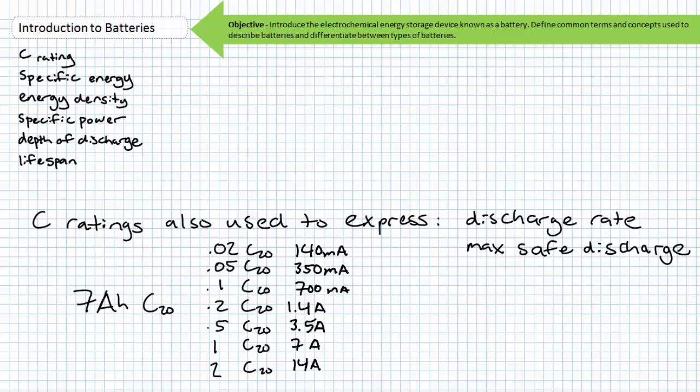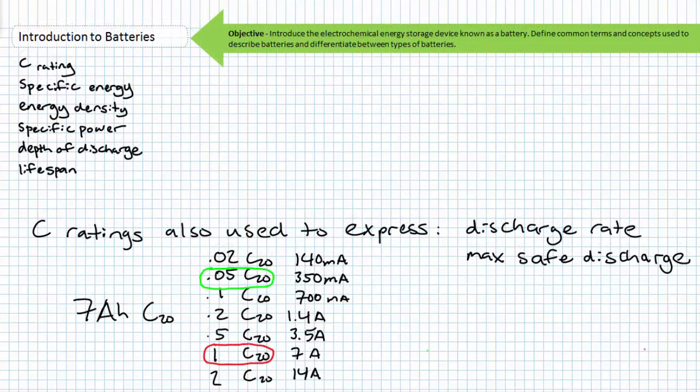0.02 C20 would be 140 milliamperes. 0.05 C20 would be 350 milliamperes. 0.1 C20 would be 700 milliamperes. 0.2 C20 would be 1.4 amps. 0.5 C20 would be 3.5 amps. 1 C20 would be 7 amps, and 2 C20 would be a whopping 14 amps.